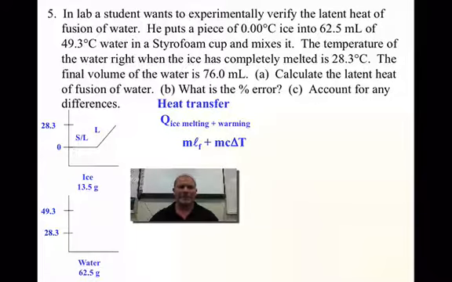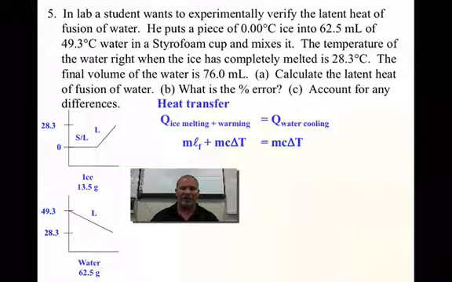Sorry about that light. So the water started out at 49.3 degrees Celsius, and it actually just went down. It dropped from 49.3 down to 28.3. So all it did on its side was go through a temperature change, an MC delta T.